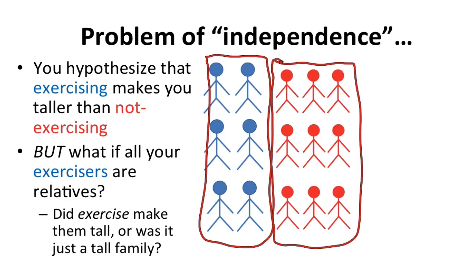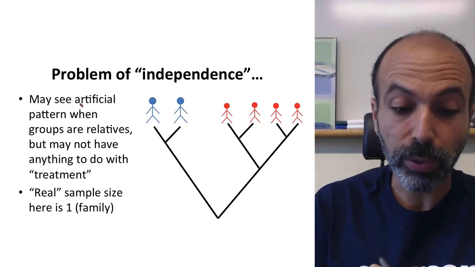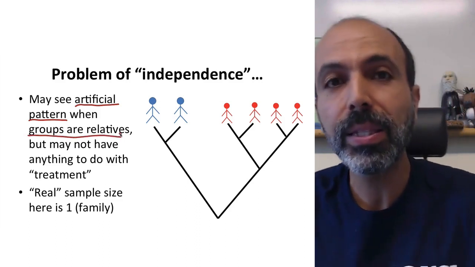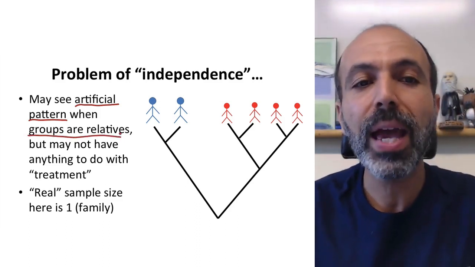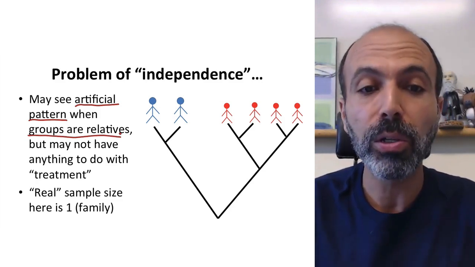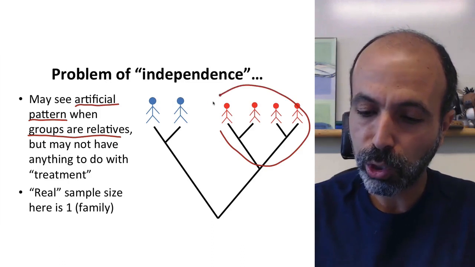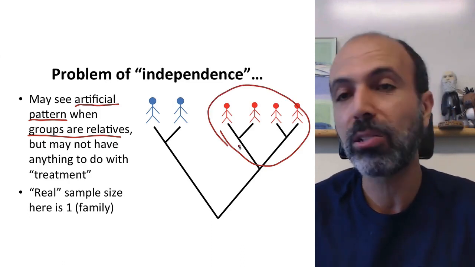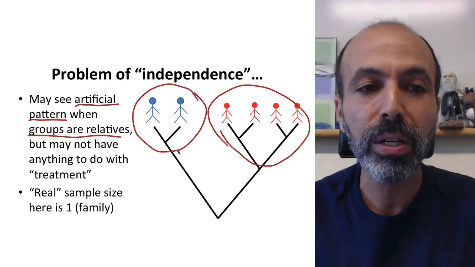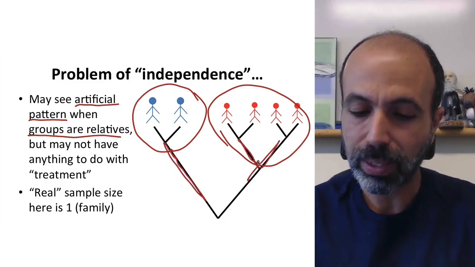Well, this illustrates the problem of independence. What happens here is you have a pattern, but this pattern may be an artificial pattern because the groups are relatives. And basically the differences you're observing between these groups may have nothing to do with the treatment. The treatment in this case could be exercise, it could be cold or dry climate, but you can't really tell if all these individuals here are short because they experienced lack of exercise or a particular kind of climate, and these individuals are tall because you have this confounding variable. You have this extra facet in that these are all relatives, these are all relatives here. Okay?